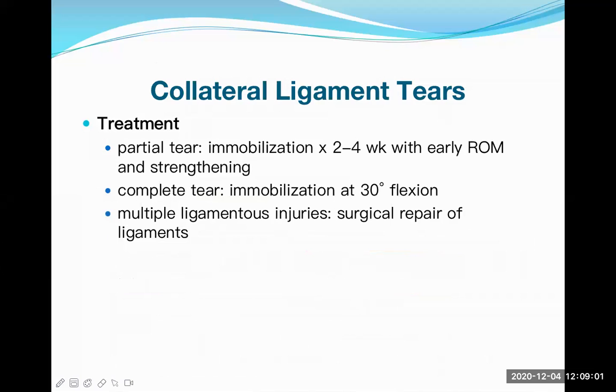Now, regarding the treatment of collateral ligament tear, if there is a partial tear, we immobilize the joint for 2 to 4 weeks. After that, range of motion and strengthening exercises are allowed for the patient. Whereas in a complete tear, we immobilize at 30-degree flexion for the same duration. In multiple ligamentous injury, you repair those ligaments. And even in a complete tear, it depends on the surgeon. They usually go for the repair.